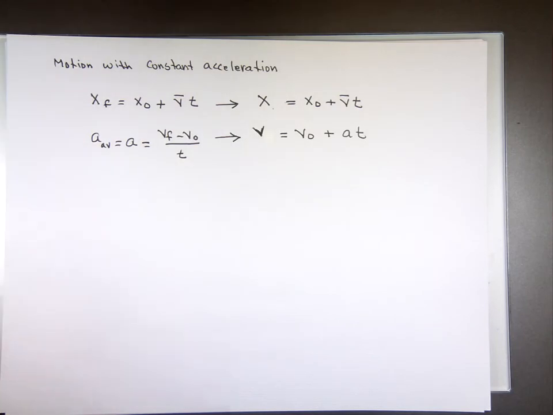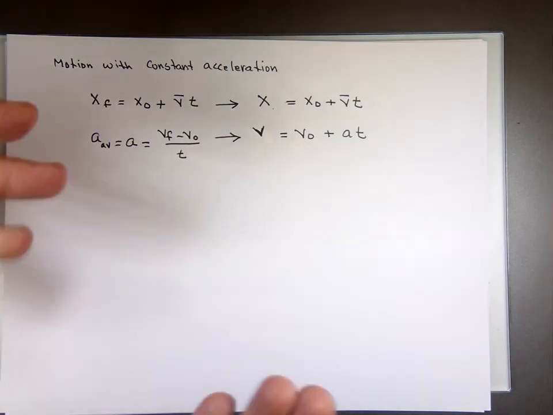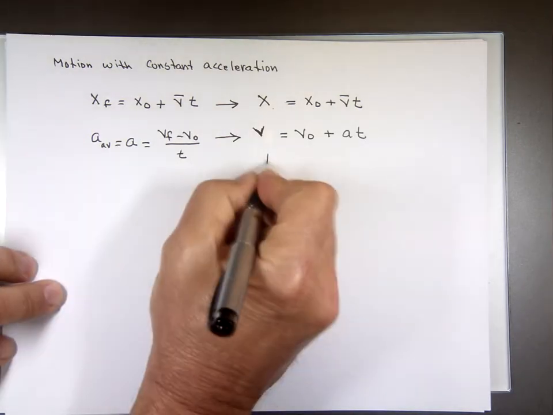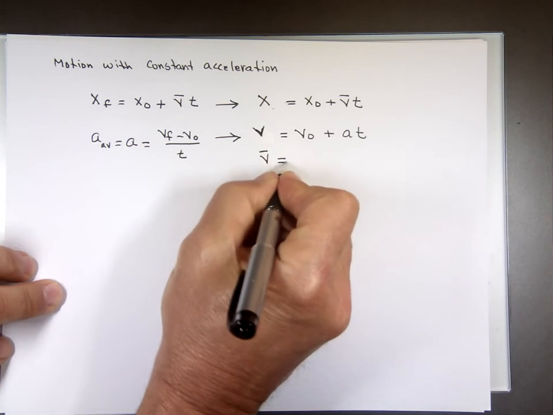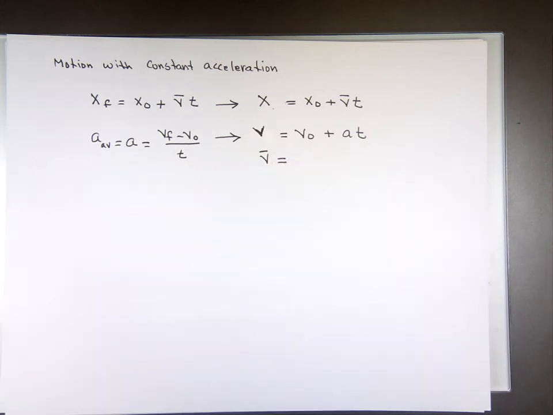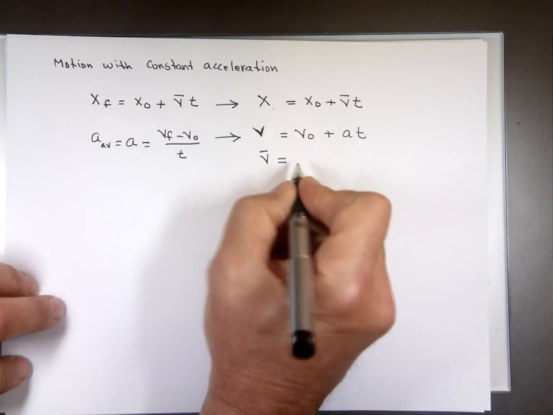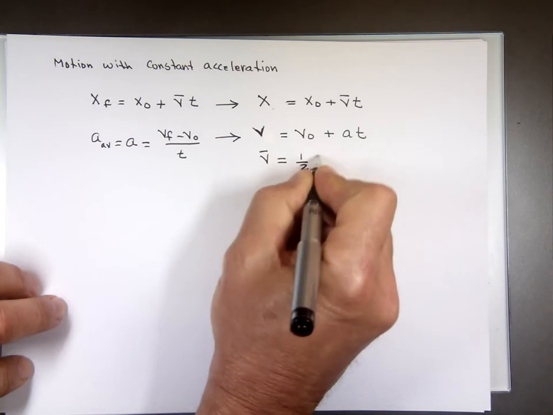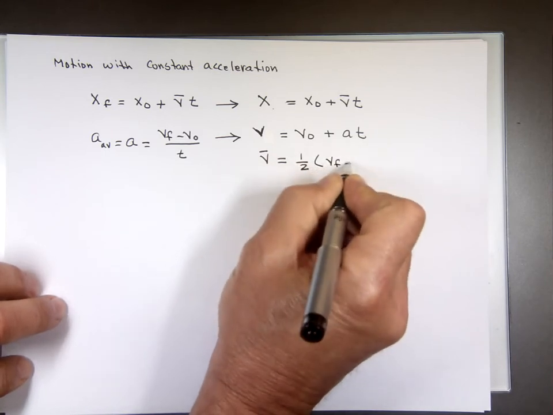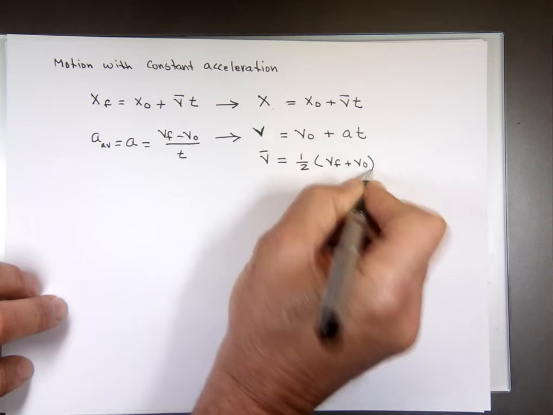I'm going to add one more, and that's how do you find the average velocity? If I said to you, these are your test scores. On test 1 you get 50, on test 2 you get 60. What's your average? How do you find it? Add them and divide by 2, right? So it's 1/2 (v final plus v initial).